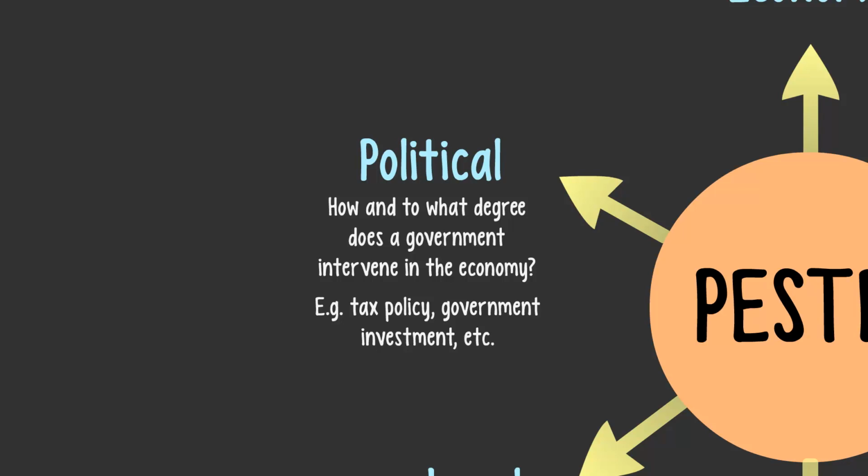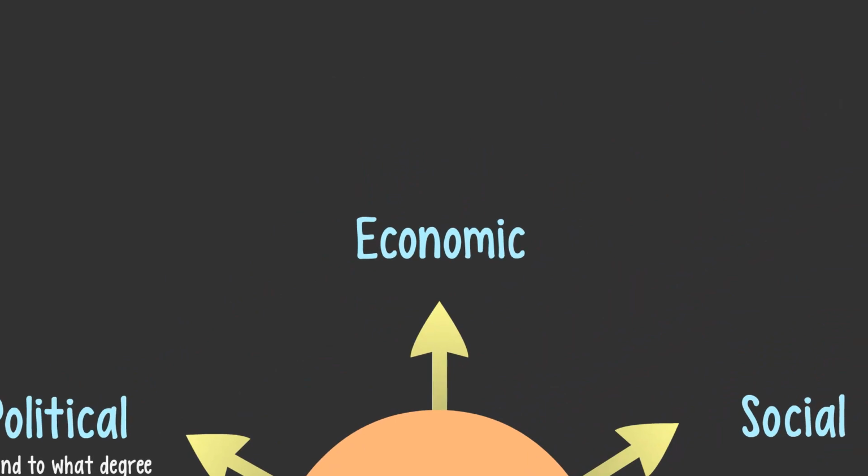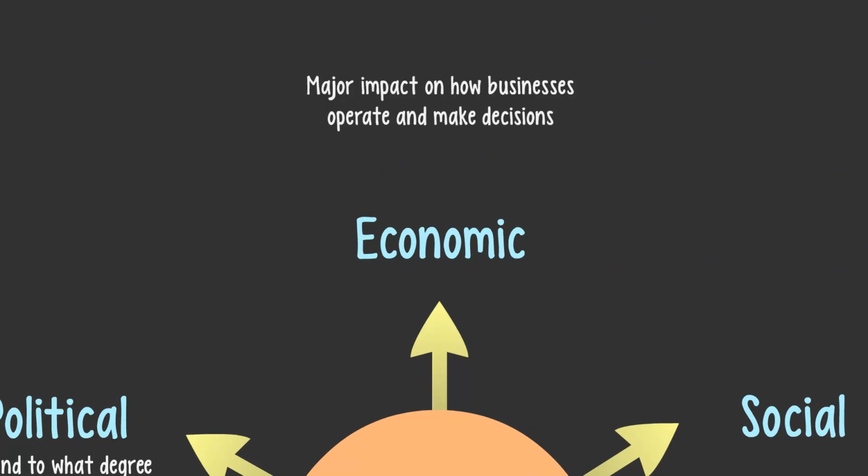So there we go, political factors. How and to what degree does a government intervene in the economy? Or what ways does the government impact on businesses is another way to think about it. Okay, let's move on to the economic factors here, because these economic factors have a major impact on how businesses operate and make decisions. And these are factors such as economic growth, interest rates, exchange rates, and inflation rates.